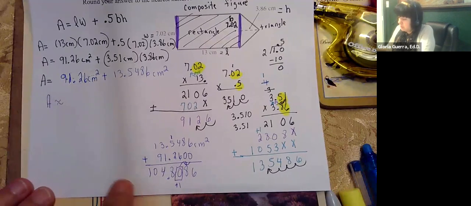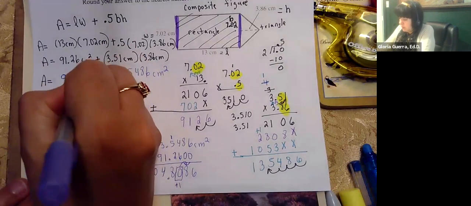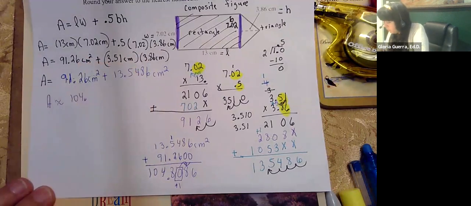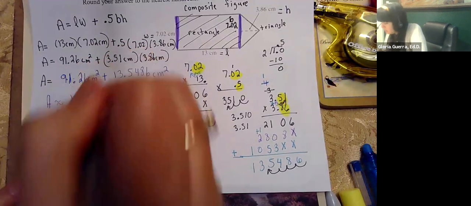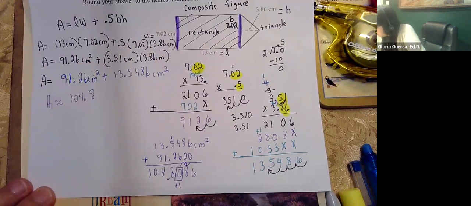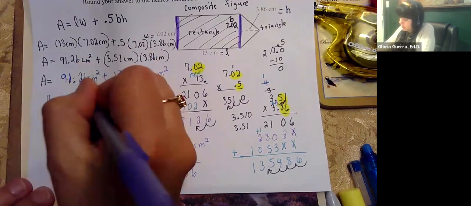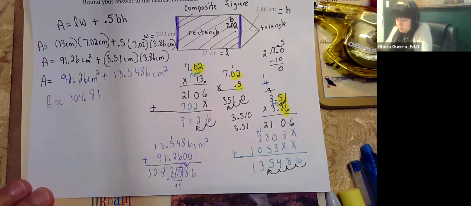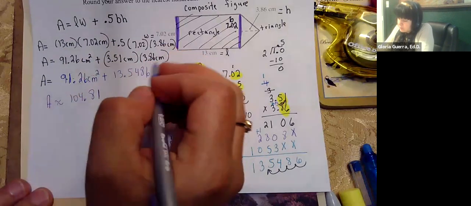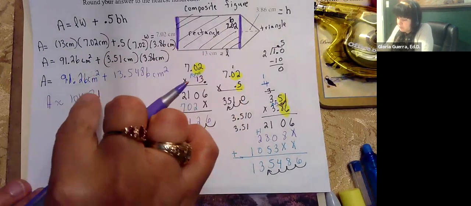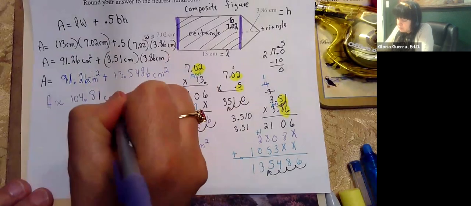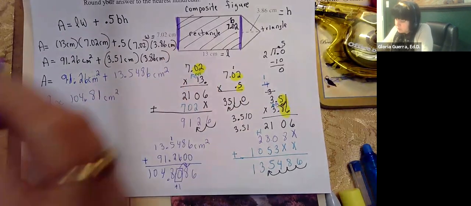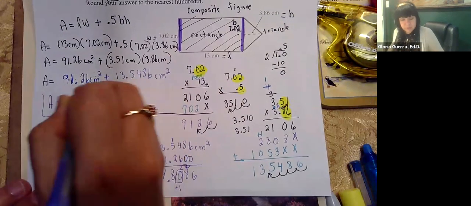So you're going to have the area as approximately, rounded here, about 104.8. That was 5 or more, so you added 1 to that. So 8.1. And then the rest becomes zeros. And then centimeters squared for each. So you add them up and keep the symbol. So you have 104.81 centimeters squared.